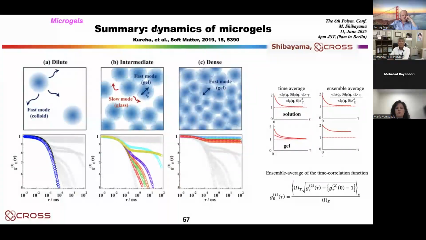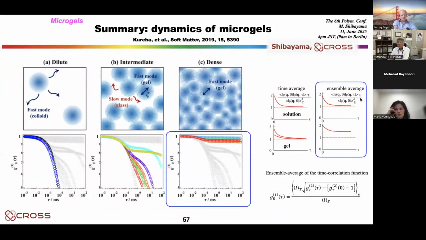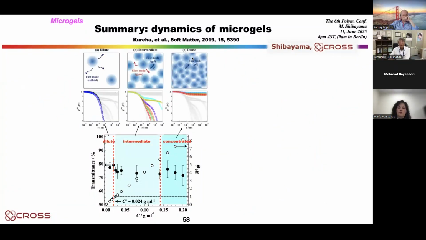Now, summing up the discussion so far: the dynamics of microgel, starting from dilute with single exponential, then intermediate with slow and fast modes. And the dense part is very non-ergodic, which is the ensemble average static equation. This is the case we have here, right? So now, let me summarize more what is happening in the dynamics of microgel in the dilute, intermediate, and concentrated regions. In all of these regions, we can use light scattering owing to the transparent nanogel paste.